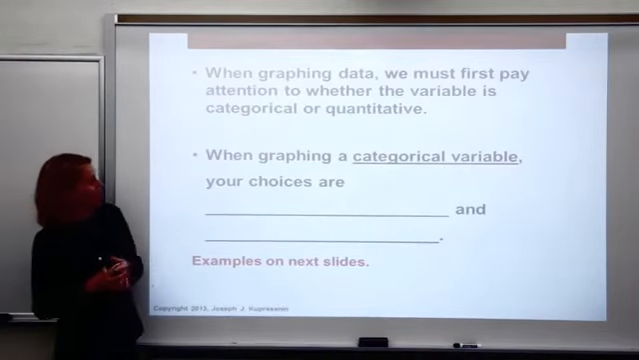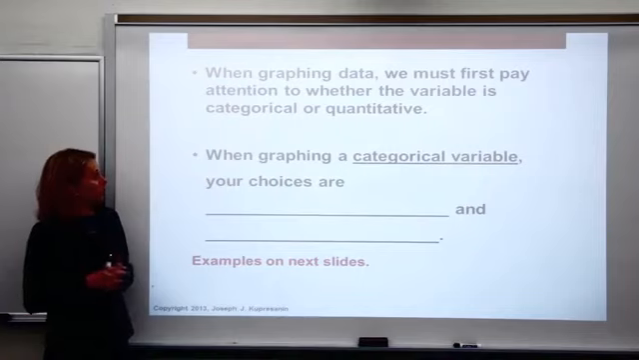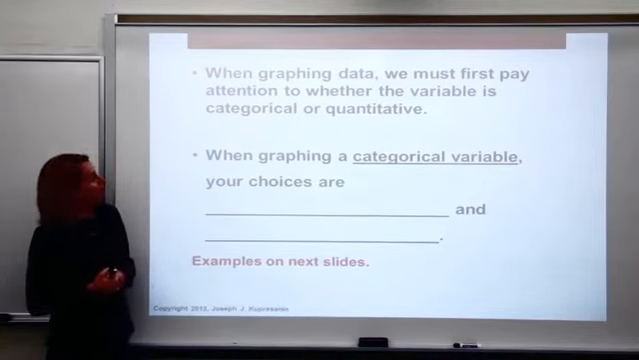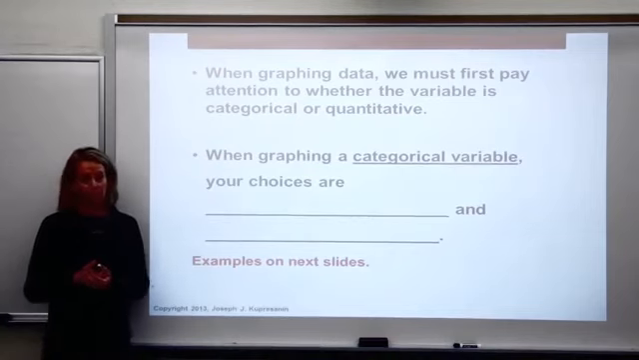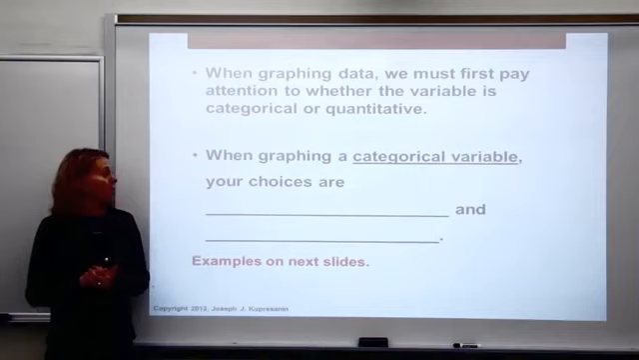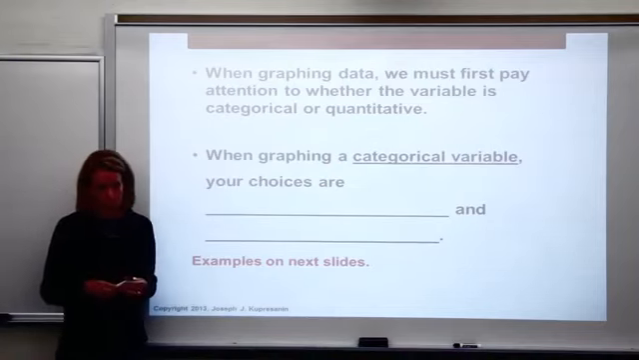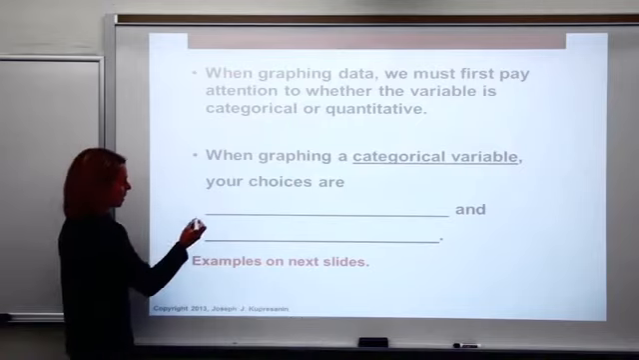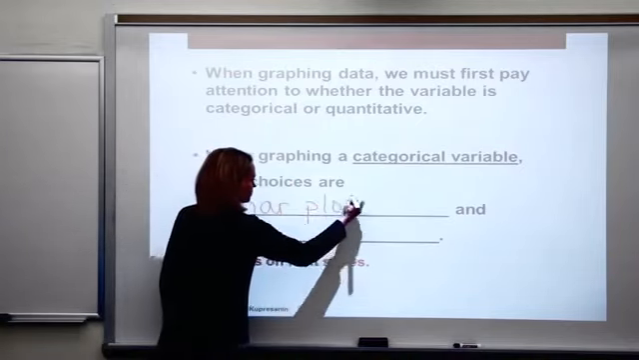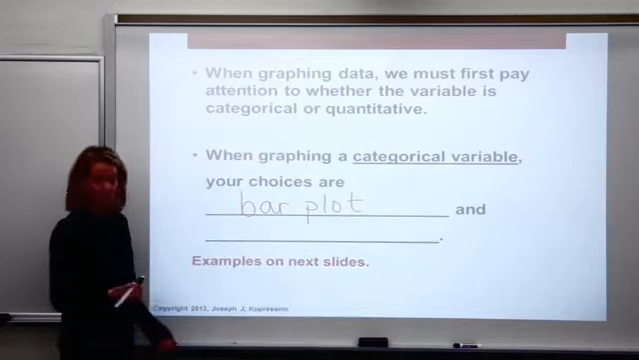Today we're going to talk about graphing. When you're graphing data, one of the first things that you want to look at is the type of variable that you have. So we need to pay attention to whether the variable is a categorical variable or a quantitative variable. If you're graphing a categorical variable, we have two graphs that are appropriate. One would be a bar plot, and the other would be a pie chart.